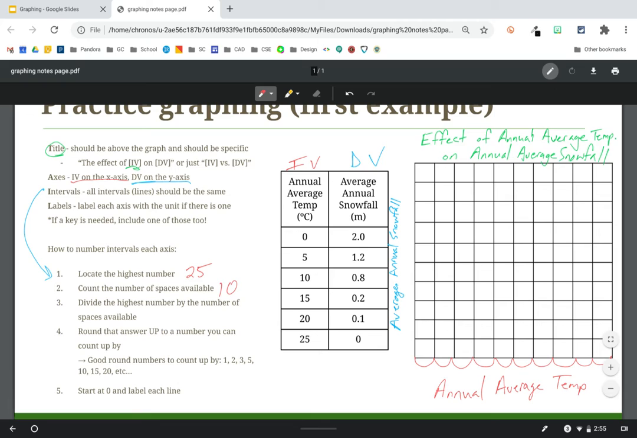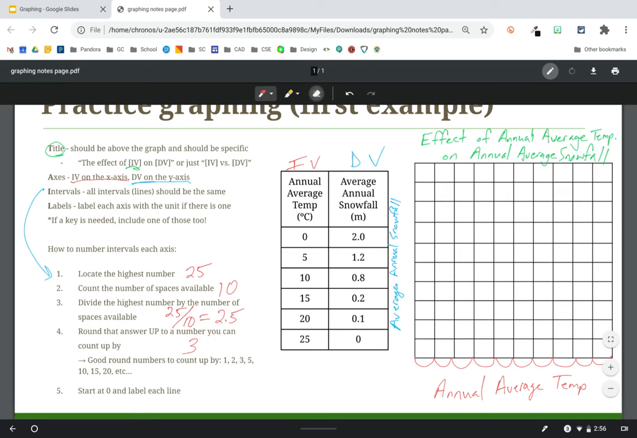And then what we're going to do is divide the highest number by the number of spaces. So for this, we're going to take 25 divided by 10, and then round that answer up to the nearest number that we can count by. So 25 divided by 10 is 2.5. And counting up by 2.5s might be a little bit complex, but if we round 2.5 up, we can round it to 3, and then I know that if we count up by 3s, we can go from 0 to 3 to 6 to 9 and so forth.